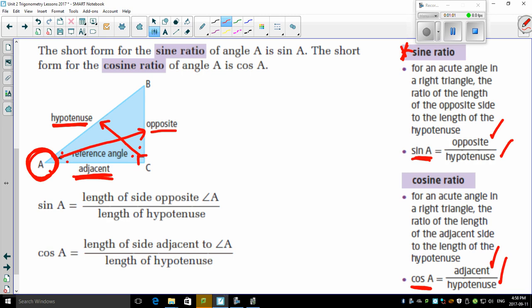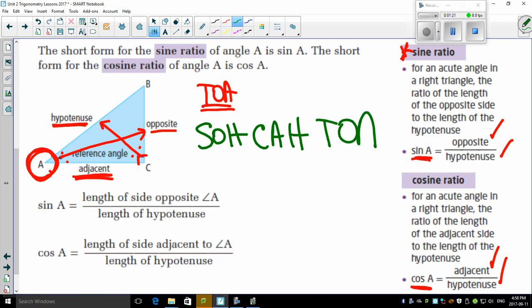How are you going to remember this? Well, do you remember TOA? Remember tangent? TOA? Well, I'm going to teach you all the other things that go along with TOA. It's actually quite cool. It's called SOH CAH TOA. And you know that tangent is opposite over adjacent, but check this out. If you go SOHCAHTOA, sine is opposite over hypotenuse. Cosine is adjacent over hypotenuse. So there's no way of forgetting this. It really is straightforward.